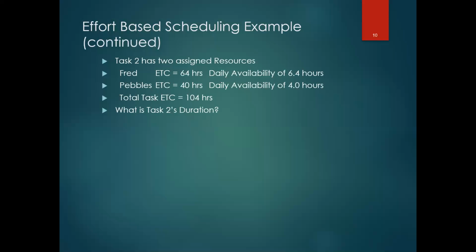Now I've got task 2 in the same project schedule. Fred again has 64 hours instead of 80 on the last one. Pebbles is another resource. Pebbles has 40 hours and she's got 4 hours of availability, or 50%. 6.4 hours is 80%. So we've got total ETCs for the task of 104. What's the task duration? So take a minute and think about it.